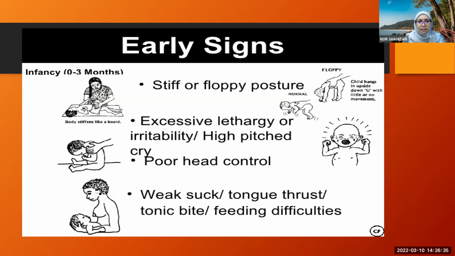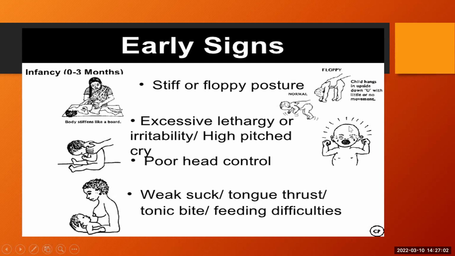So what are the early signs when you examine a child? In infancy, if you see that the child is stiff or floppy, then you know these are signs of a neurological problem. If you lift the child up and they can maintain this posture, they can straighten the head together with the trunk, then this is normal.